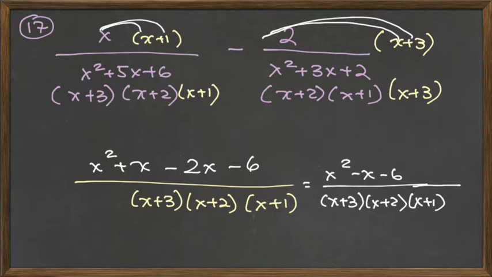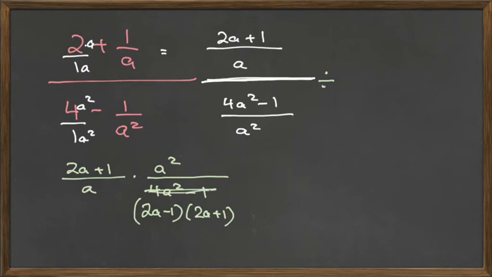Now, if you look at the answers here, that's not a choice, but it should trigger your memory. Oh, I may have to see if I can simplify this further. Can you? x squared minus x minus 6 can be reduced. So this can be factored.